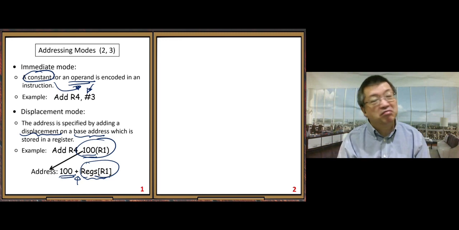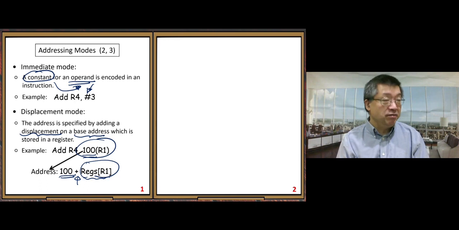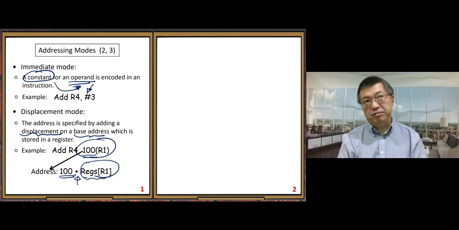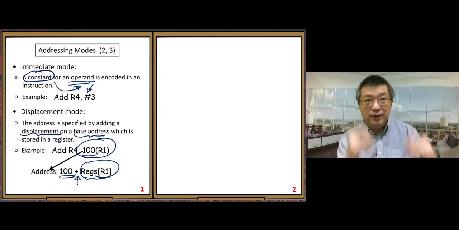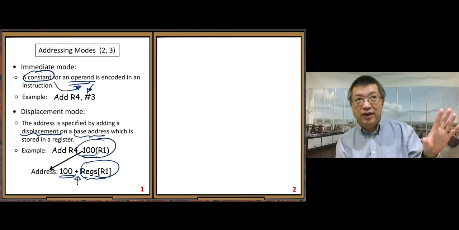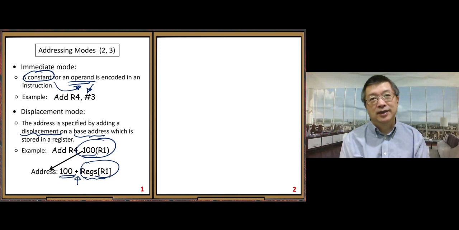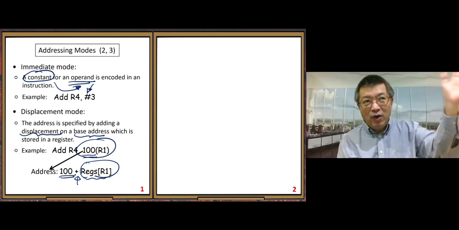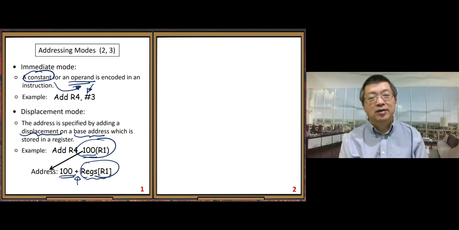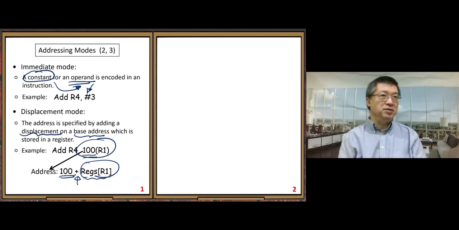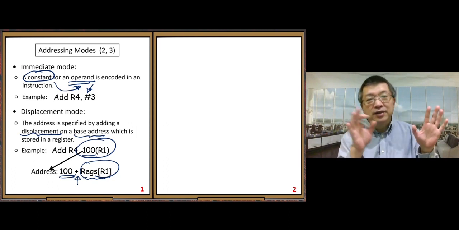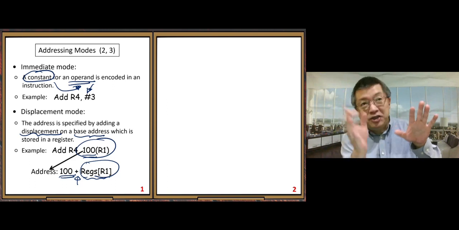This addressing mode is very popular, one of the most popular addressing modes. That's why we learned it earlier. The first three, the earlier we learn, the more important, right? So number 1, number 2, number 3 are the three most important addressing modes. After that, they become less and less important.